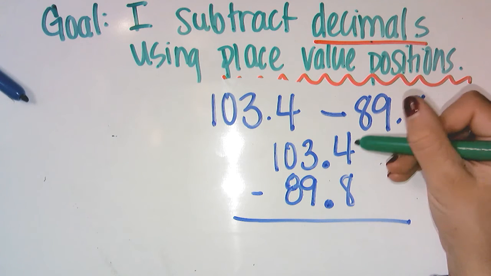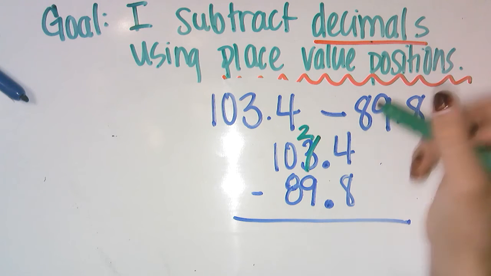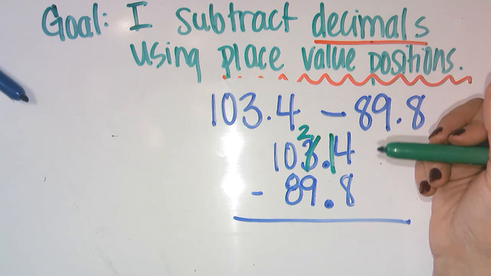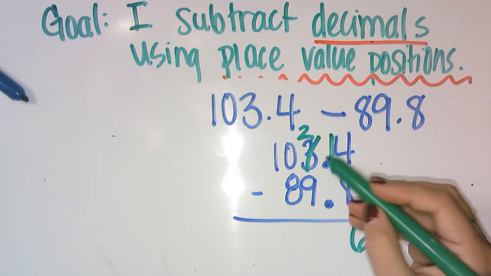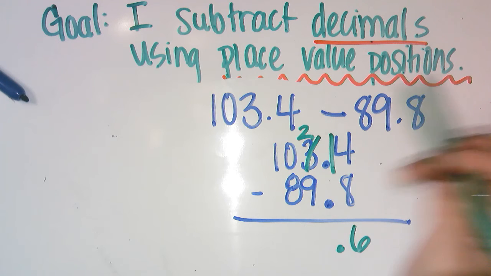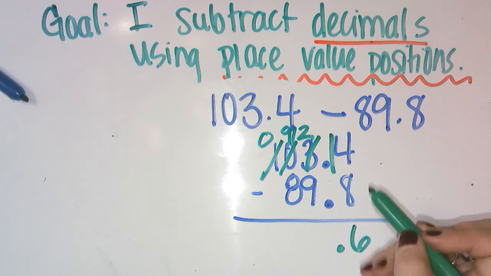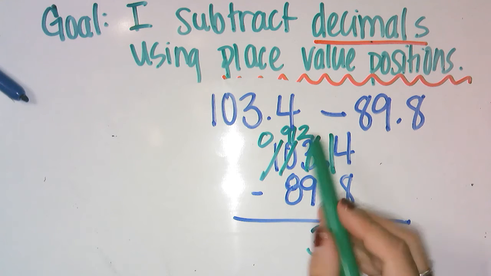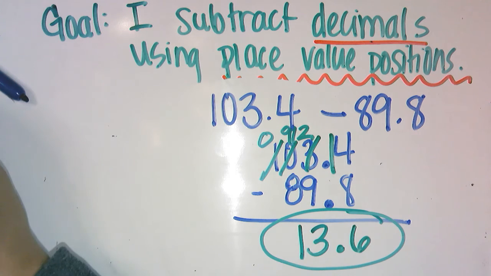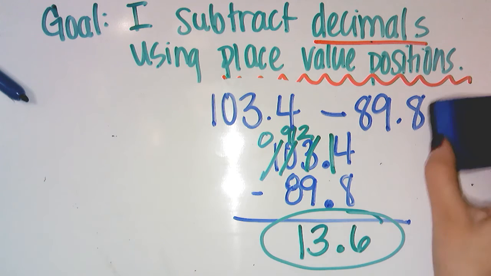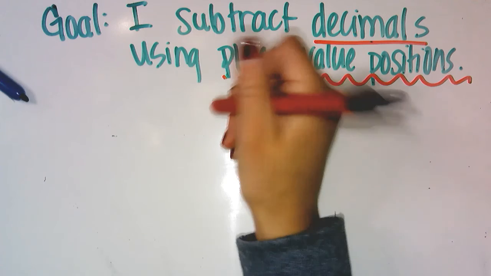4 minus 8. If I have 4 things, I cannot take away 8, so I need to regroup. I go to my 3, I cross it out, I make it into a 2, and then I regroup by adding that group of 10. So 14 minus 8 is 6. I'm going to bring down my decimal. 2 minus 9, I can't do that. I have to go over here and regroup. So I have 12 minus 9, which is 3, and 9 minus 8, which is 1. So I get 13 and 6 tenths. So regrouping is the same as when you have normal subtraction. We'll do one more.